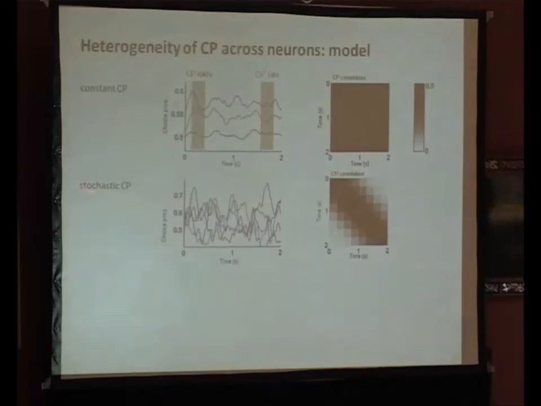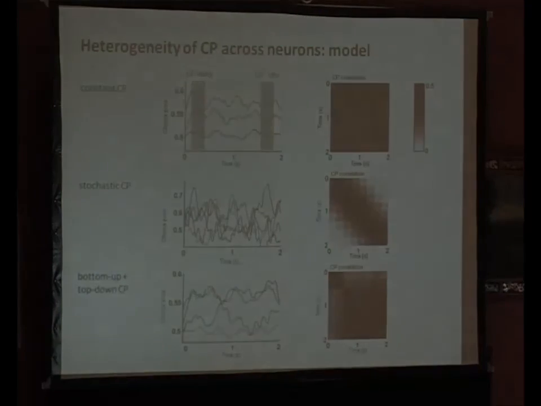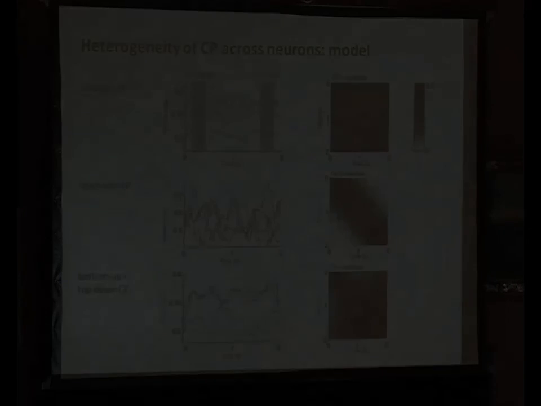Okay, so the other extreme would be that choice probabilities of individual neurons are stochastic, and there is some correlation in time, but they're just completely random. So what I get then would be a CP correlation matrix that shows a diagonal, right? So there's some temporal correlation here, but there's no difference between the early and late in time. So it's just uniform. Now if I take my model that incorporates the bottom-up and the top-down contribution to choice probability, then I get something like that.